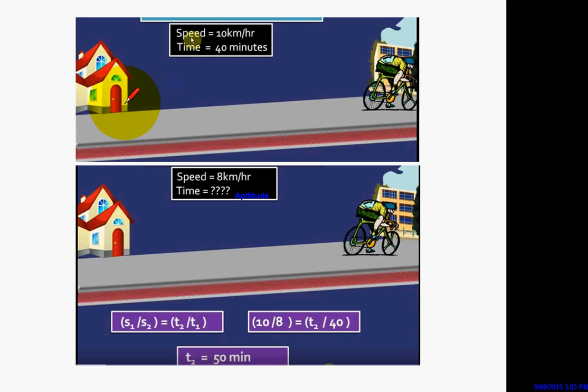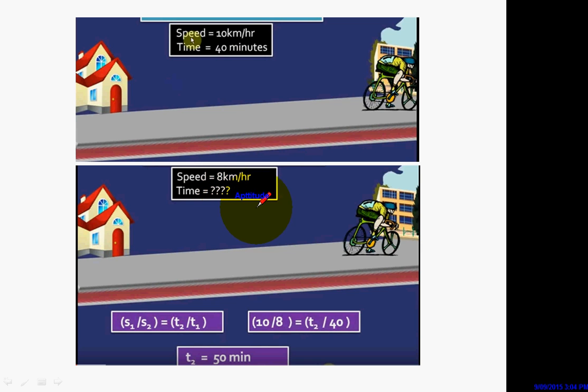So let us explain this case with an example. See here, the cyclist moves from his residence to his school at a speed of 10 km per hour, and the time taken by him is 40 minutes. Similarly, from the school to his residence, the cyclist travels at a speed of 8 km per hour. Now if we observe these two cases, in the first case the speed is 10 km per hour, whereas in the second case the speed is 8 km per hour, which shows that he decreases his speed. So what about the time taken? This is how the question will be asked.